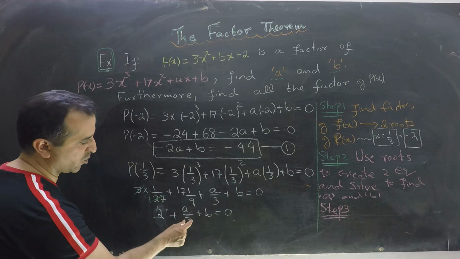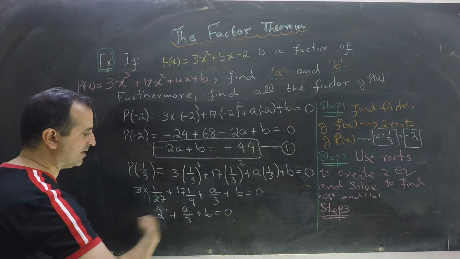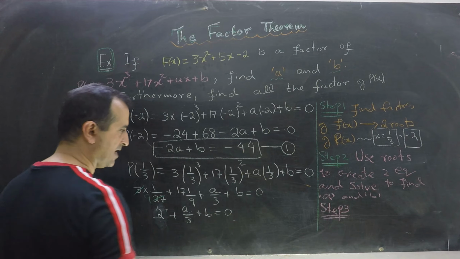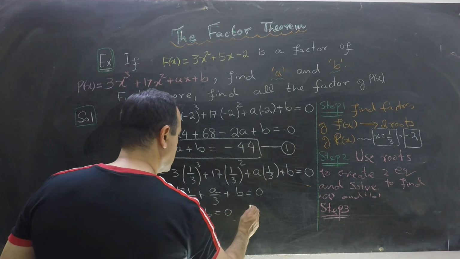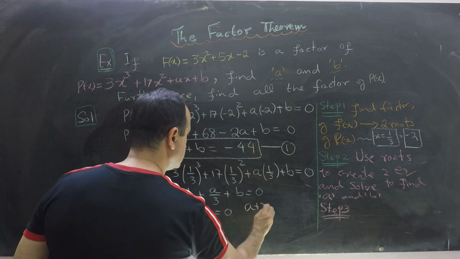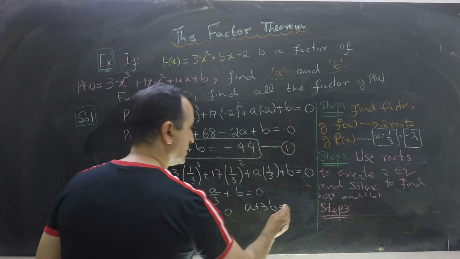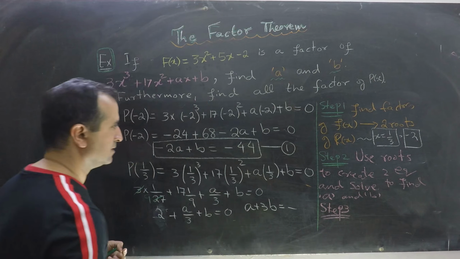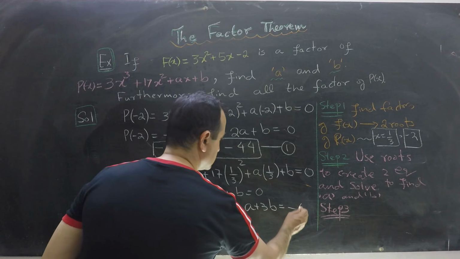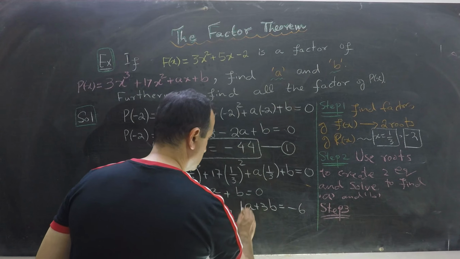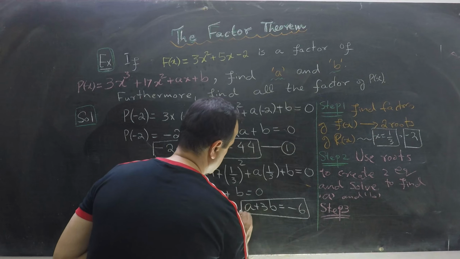Now we don't need a denominator, so we multiply this equation by 3. So my final equation will be a plus 3b equals minus 6. That's my second equation.